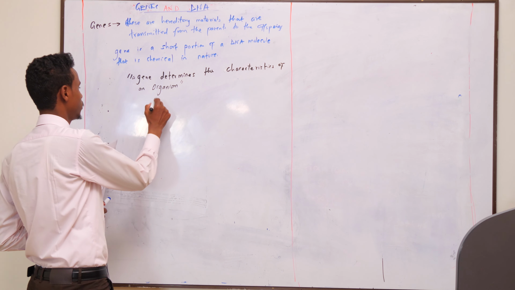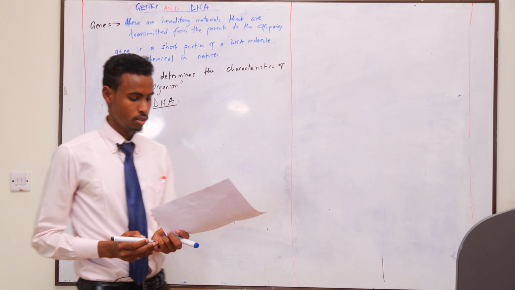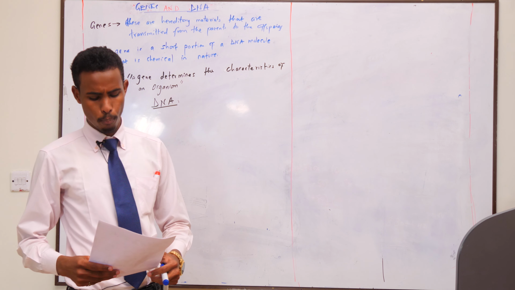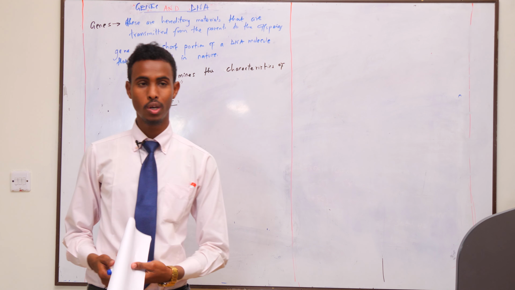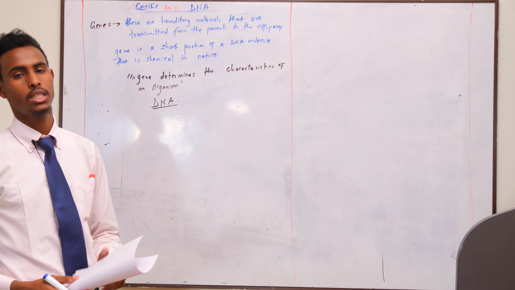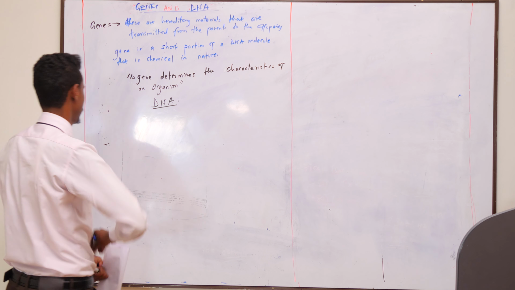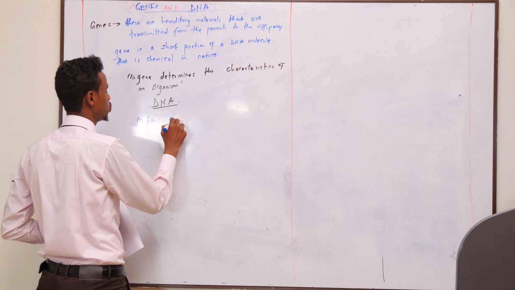The DNA. The DNA, we say, is a complex molecule composed of 3 different components. The DNA is a complex molecule composed of 3 different components. That is number 1, 5 carbon sugar.